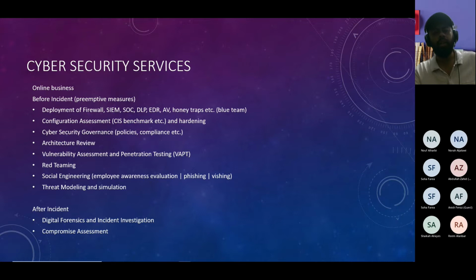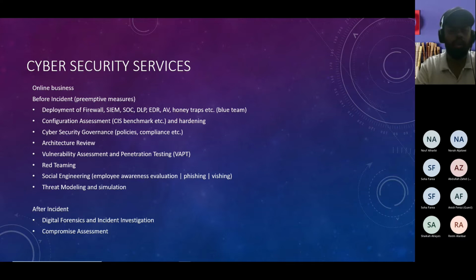This is a blue team activity. Being a business owner, you have to place guards in your IT infrastructure. You have to place firewalls to control the internet traffic. You have to deploy SIEM and SOC to monitor the cyber alerts that are constantly targeting your organization. You have to deploy DLP, data loss prevention solutions, to avoid data leaks. You have to deploy EDR, endpoint detection and response. You have to deploy antivirus in your host systems and servers for protection against viruses and malware.